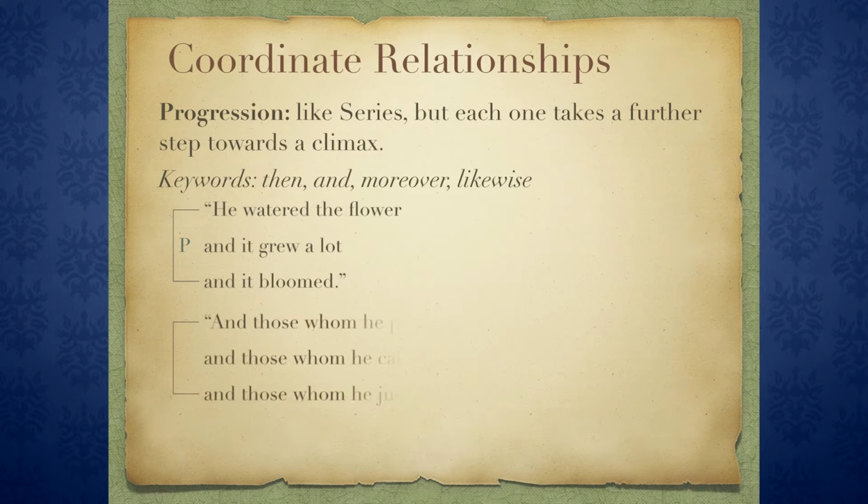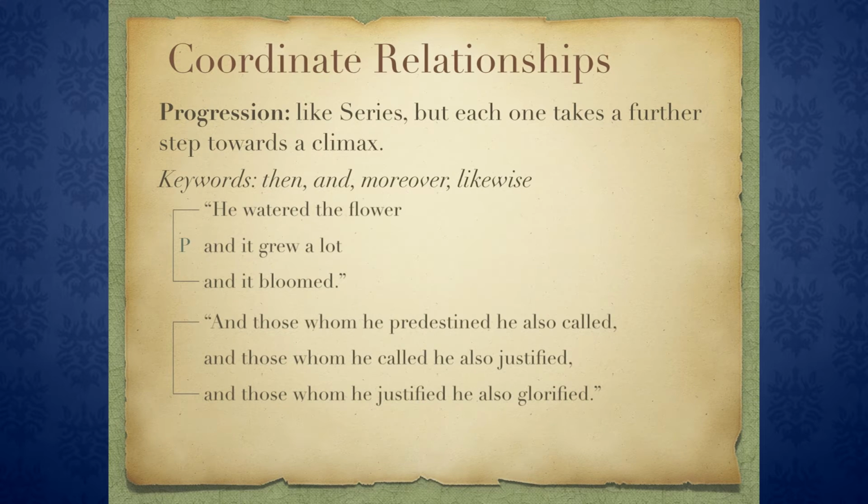Let's look at a biblical example. And those whom he predestined, he also called. And those whom he called, he also justified. And those whom he justified, he also glorified. Now, one could maybe say that these are just individual statements. However, notice how he repeats the last item as the first item in each one. You get the sense of building. You get the sense that we're reaching some sort of progressive climax, which we do in the end with the word glorified. So this is a progression.